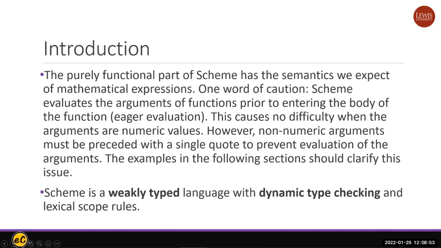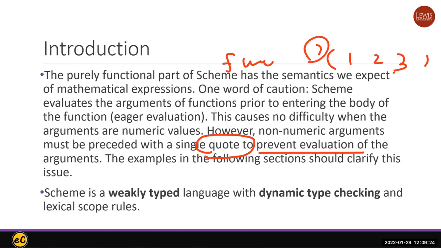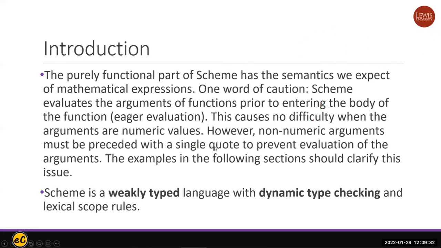One word of caution: Scheme evaluates the arguments of a function prior to entering the body of the function. This causes no difficulty when the arguments are numerical values. However, non-numerical arguments must be preceded with a single quote that will prevent evaluation. So if you want to apply a function to a list, you better prepare it as a literal. Don't let it get evaluated. A quote mark will prevent the literal from being evaluated.